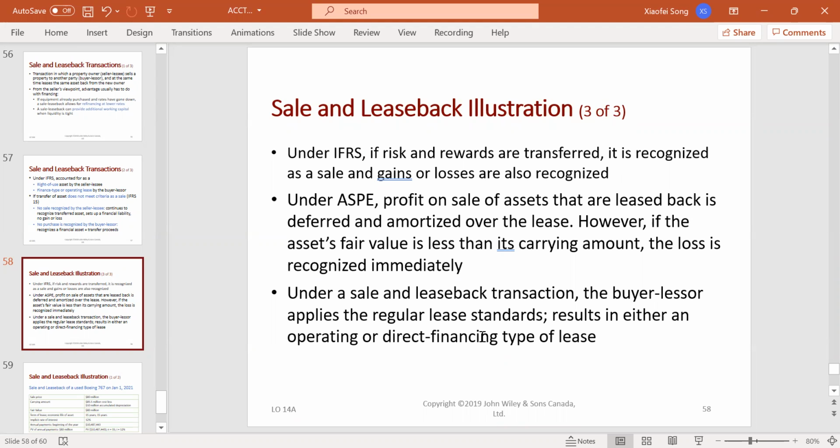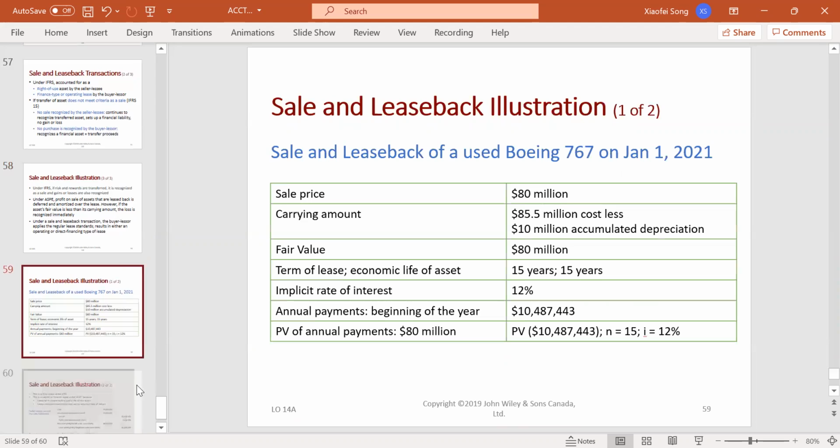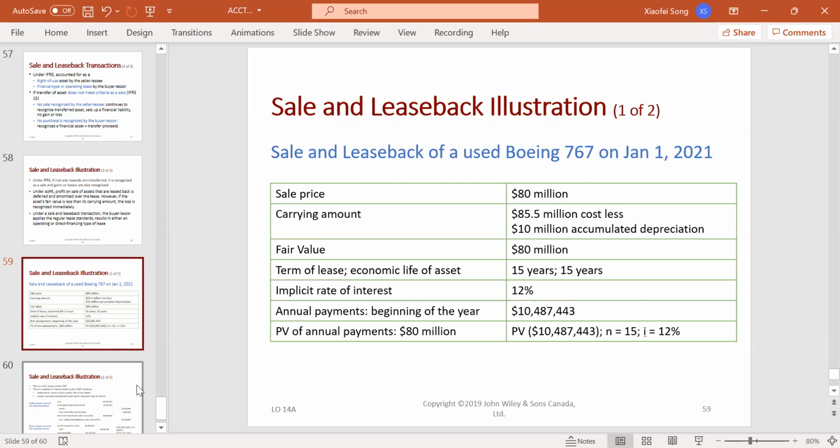Accounting conservatives, okay? So here's an example, very simple. We have the assets owned by the owner, the seller, and the lessee, and the selling price is $80 million. The fair value is $80 million. So that means that when the asset is leased back, the lessor will not have gross profit.